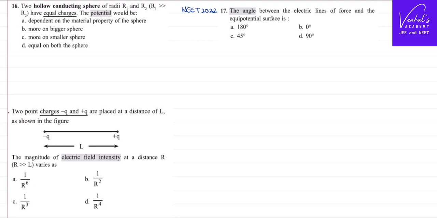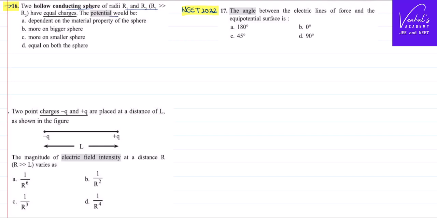Here in this video, we are solving 3 questions that appeared in NEET 2022 in electric charges and fields. Let us see what the first question we are looking at is. See, the first question is this. Two hollow conducting spheres of radius r1 greater than r2 are having equal charges.